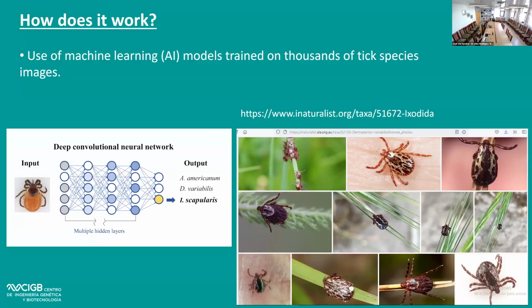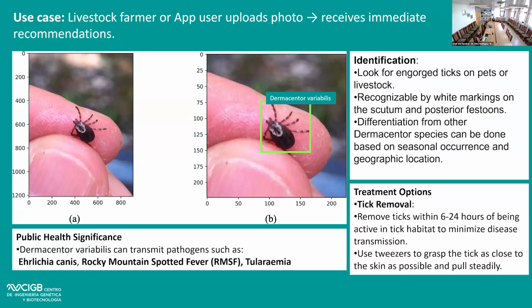The objective is to train this model with thousands of images of each species, and the possible use case is that a farmer or a user of the app snaps a picture or a video. The app autonomously can classify the tick species and provide different treatments and information about the tick.